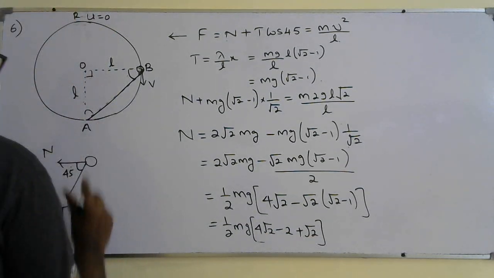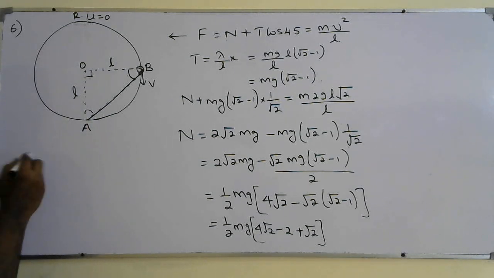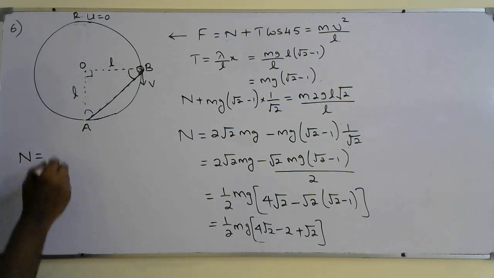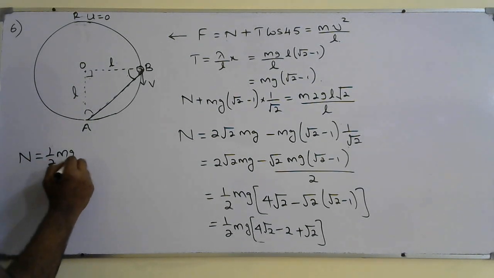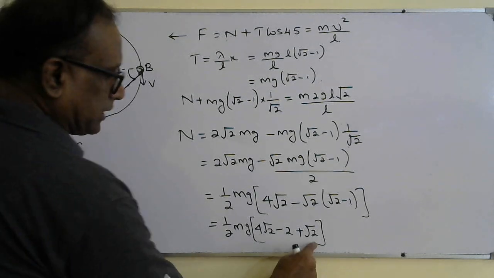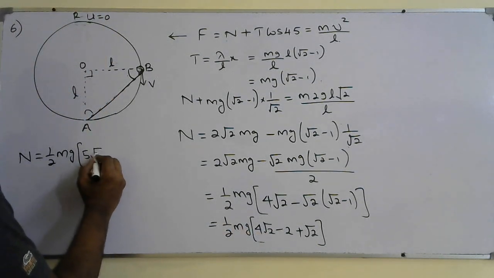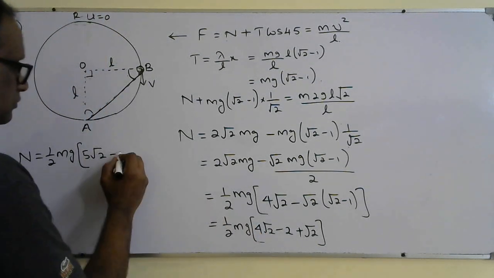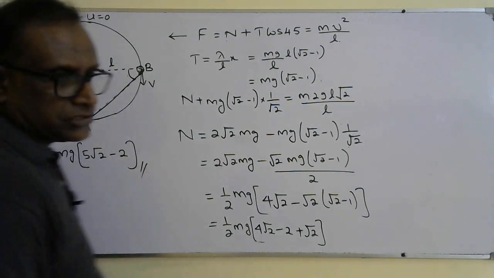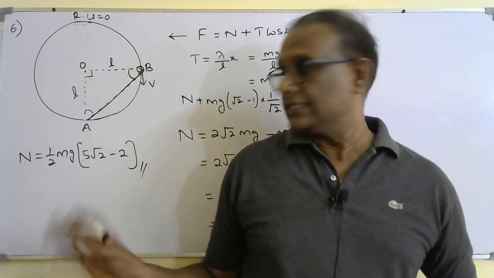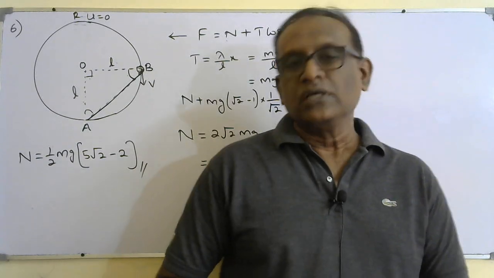So I'll continue here. So the final answer: N is equal to half mg, 4 root 2 plus root 2, that is 5 root 2, minus 2. This is the answer they asked to show. So what to do? We had to get the final expression, but they asked to show it. That's what I did.